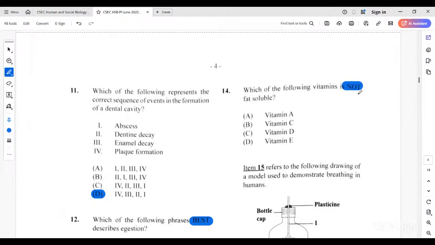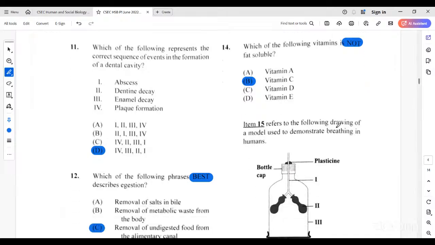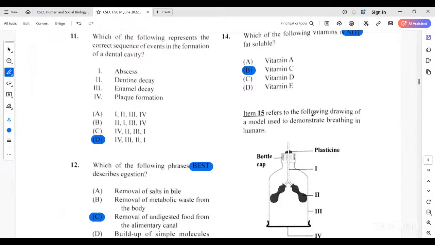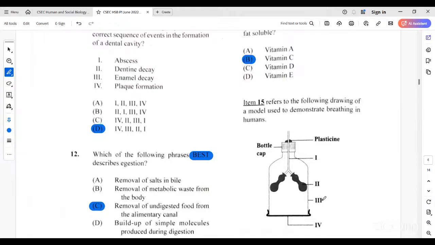But pay attention to the capital letters. So which one is not fat soluble? We are going with vitamin C. Vitamin B and C are water soluble. All right. So A, D, E is fat soluble. And we see we are transitioning. Once you see this figure, you notice you are transitioning into respiration. That is topic 2, the second topic in section B.